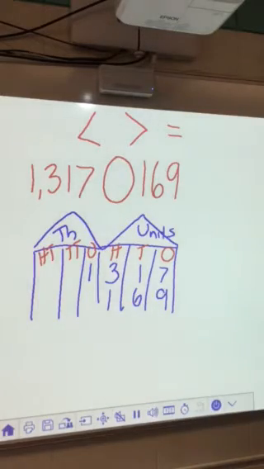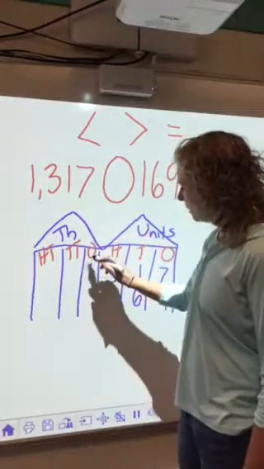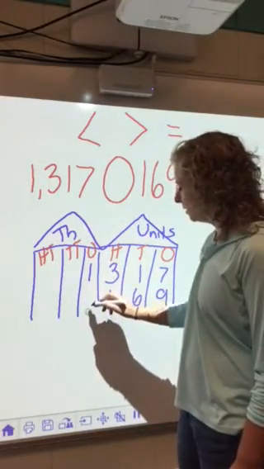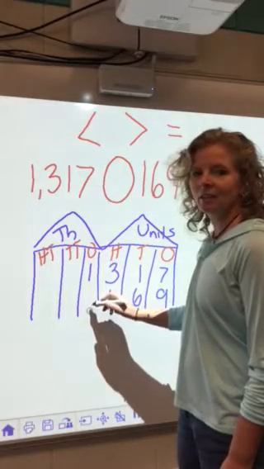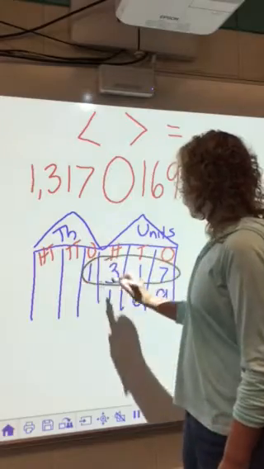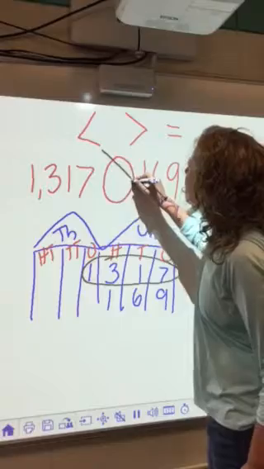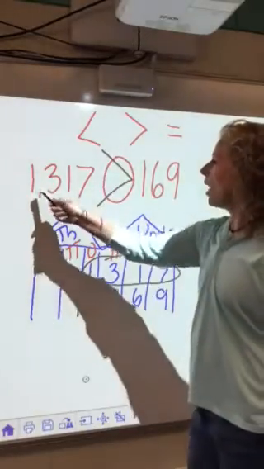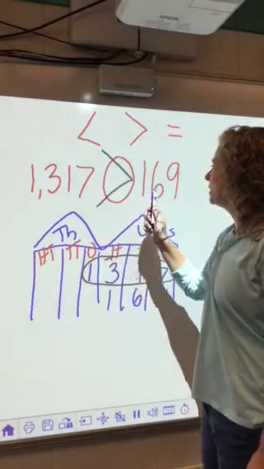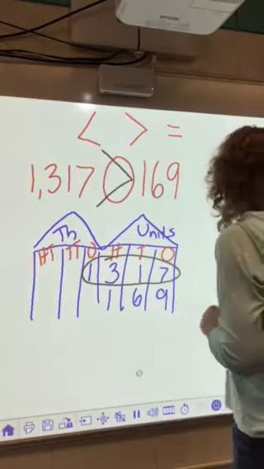Okay, now let's go ahead and compare. If I look at these digits, well, we're in the ones, thousands. 1 is greater than nothing, right? There's nothing here. So this is bigger than that. So my big mouth faces my big number. 1,317 is greater than 169. Is that a true statement? It is.